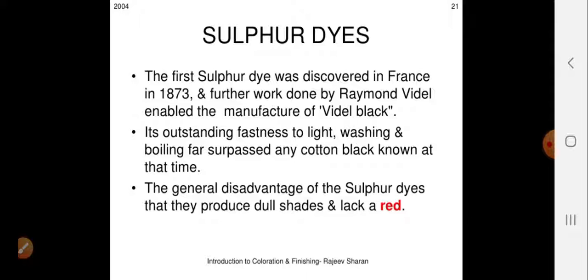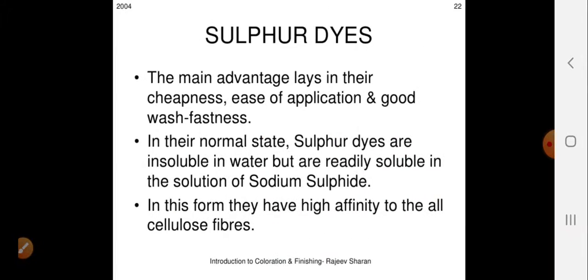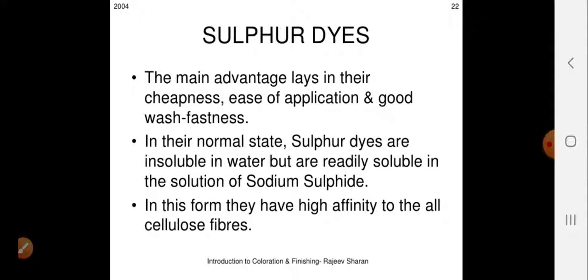The general disadvantage of this type of dye is that they produce dull shades, and red is missing from this type of dyes. Shades of red. So the main advantage in these sulfur dyes that we are seeing is in their cheapness, ease of application, and good wash fastness. So even on washing, they are fastened well and do not come off.